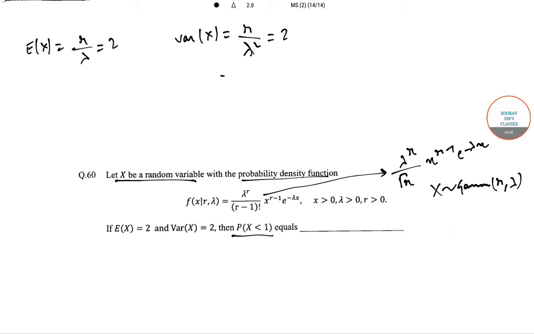Thus, using equation 1, r by lambda into 1 by lambda is equal to 2, or 2 into 1 by lambda is equal to 2, and we get lambda to be equal to 1. And putting lambda is equal to 1, we'll get r is equal to 2.